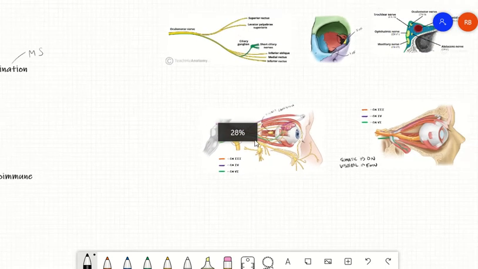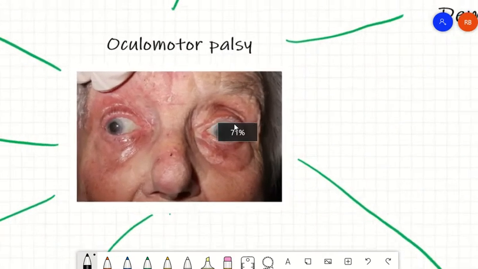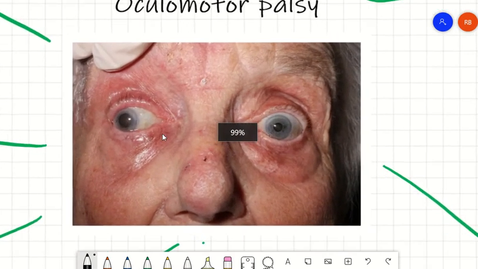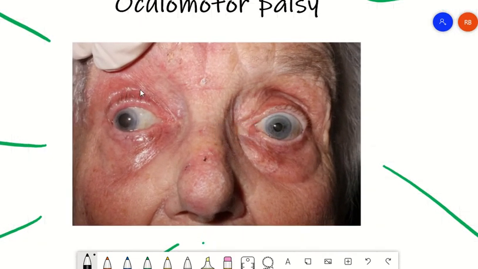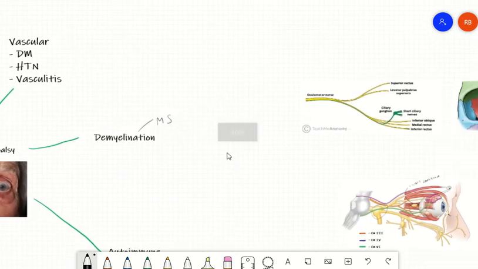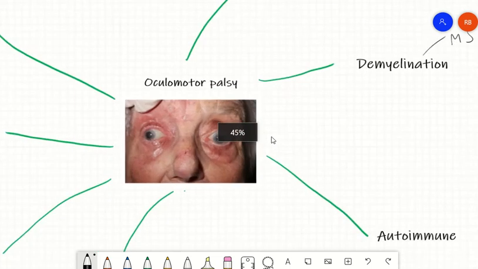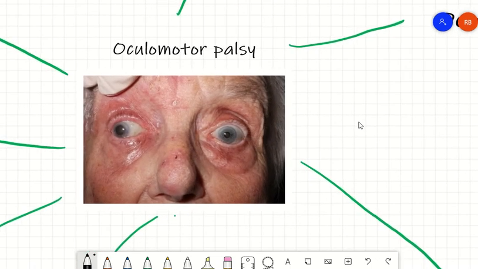So cranial nerve 3 palsy. Oculomotor palsy will often present as seen in this patient, where the eyelid is drooping because of ptosis. Ptosis is the drooping of the eyelid, and this is because the levator palpebrae superioris, which is here, is not working, so it can't lift up the eyelid.